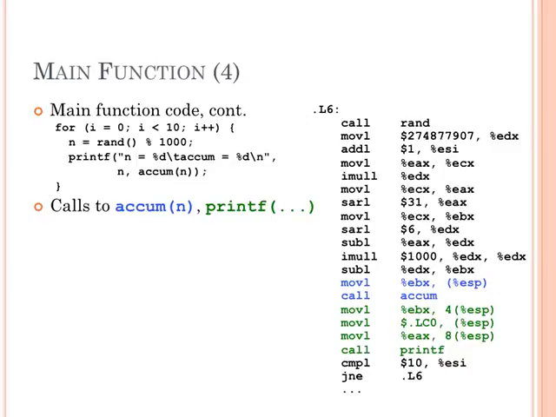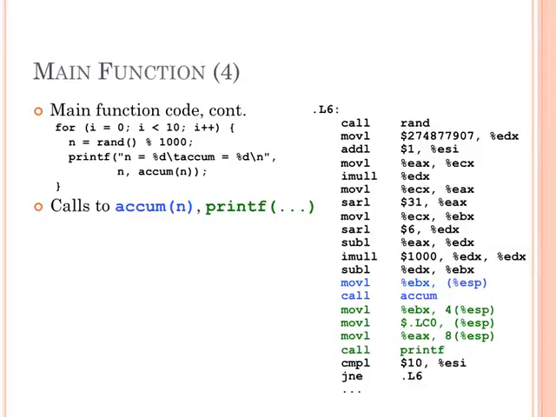This would be identical to saying push EBX and then calling acum, except that the compiler decided, I don't want to actually work with the stack very much. I just want to allocate space for 12 bytes. And then I know acum takes one argument, so I'll put it where it needs to be and then call acum. And now the answer from acum is in EAX.